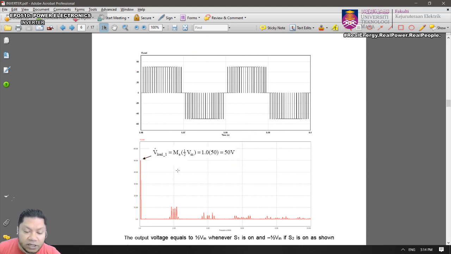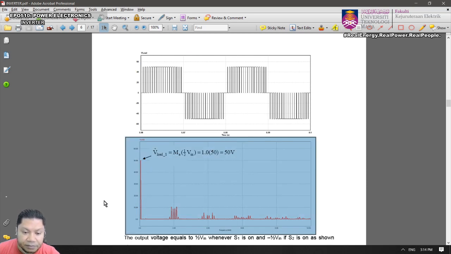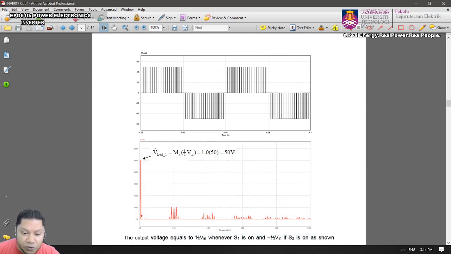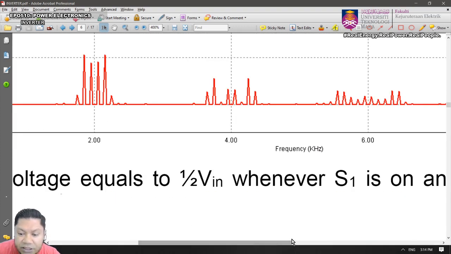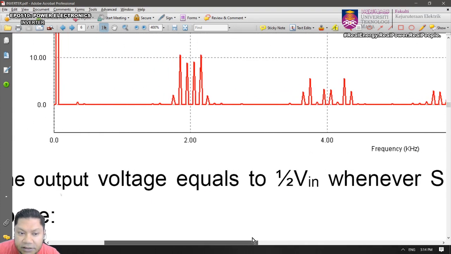And if you look closely, there are no significant harmonics. There are no low order harmonics. There is no third, fifth, seventh, ninth, 11th. There is no low order harmonic. The next order harmonics exist at the switching frequency. Look at that. Our frequency is 2 kilohertz, isn't it?